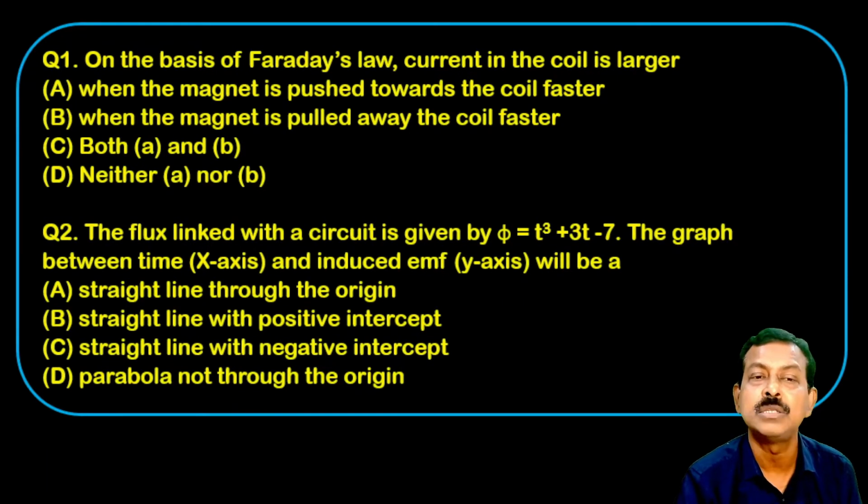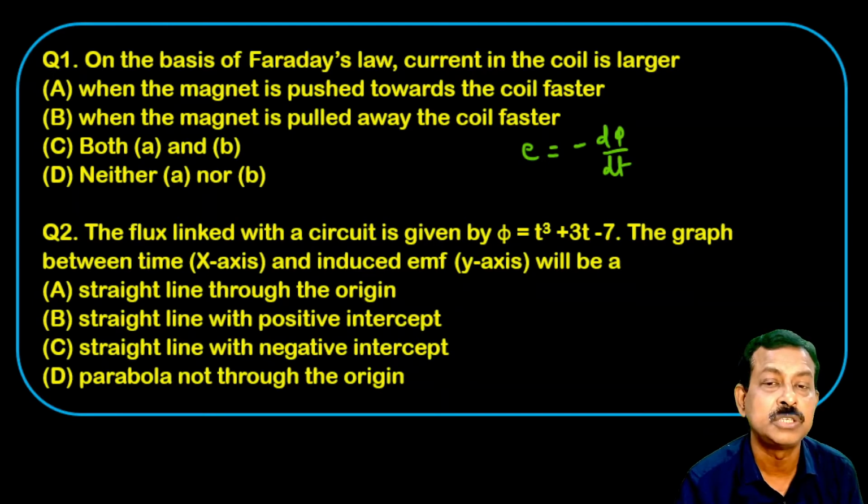First question: on the basis of Faraday's law, the current in the coil is larger whenever the magnet is pushed towards the coil faster, when the magnet is pulled away from the coil faster, third one, both A and B, and the fourth one, neither A nor B. We have seen that induced EMF is minus d phi by dt, the rate of change of the magnetic flux. So obviously the current will be E by R.